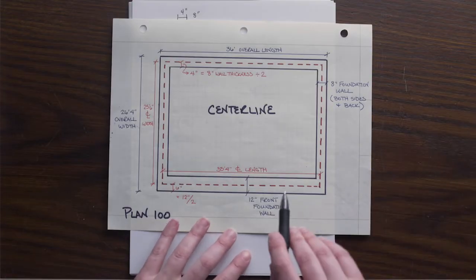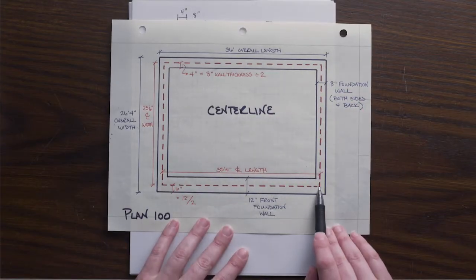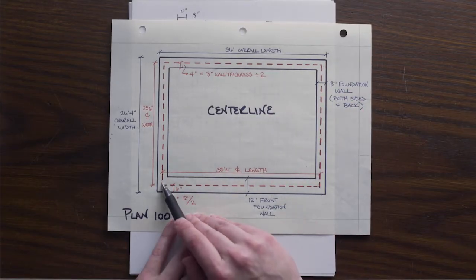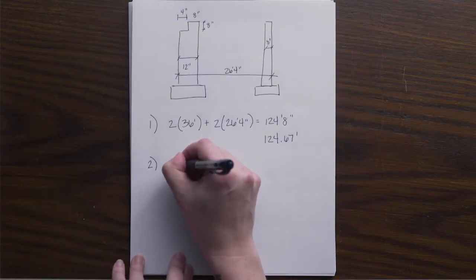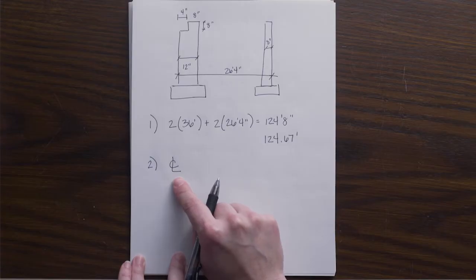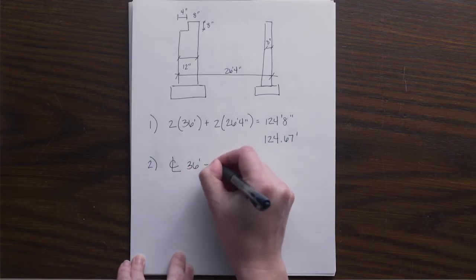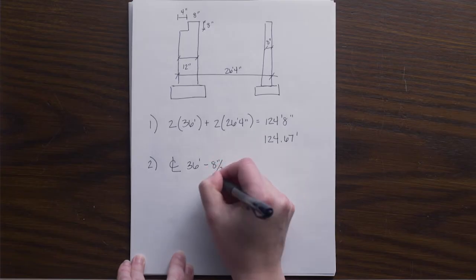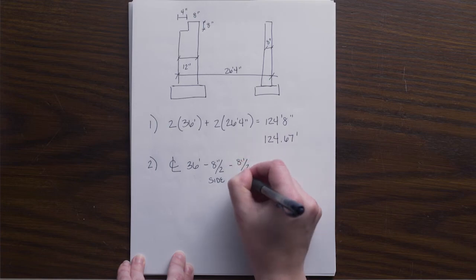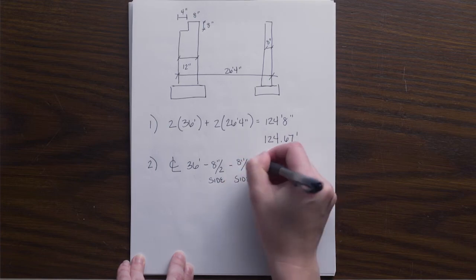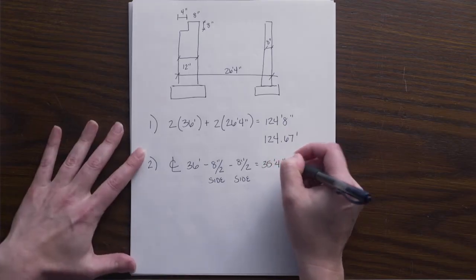So when we're looking at our centerline length, we have our overall length, and we're going to come in half of the width of our side walls. The nomenclature for centerline is just C with an L laid over it. 36 feet minus half the width of the side wall minus another half of our side wall. So 35 foot 4 inches is the centerline of our front wall.